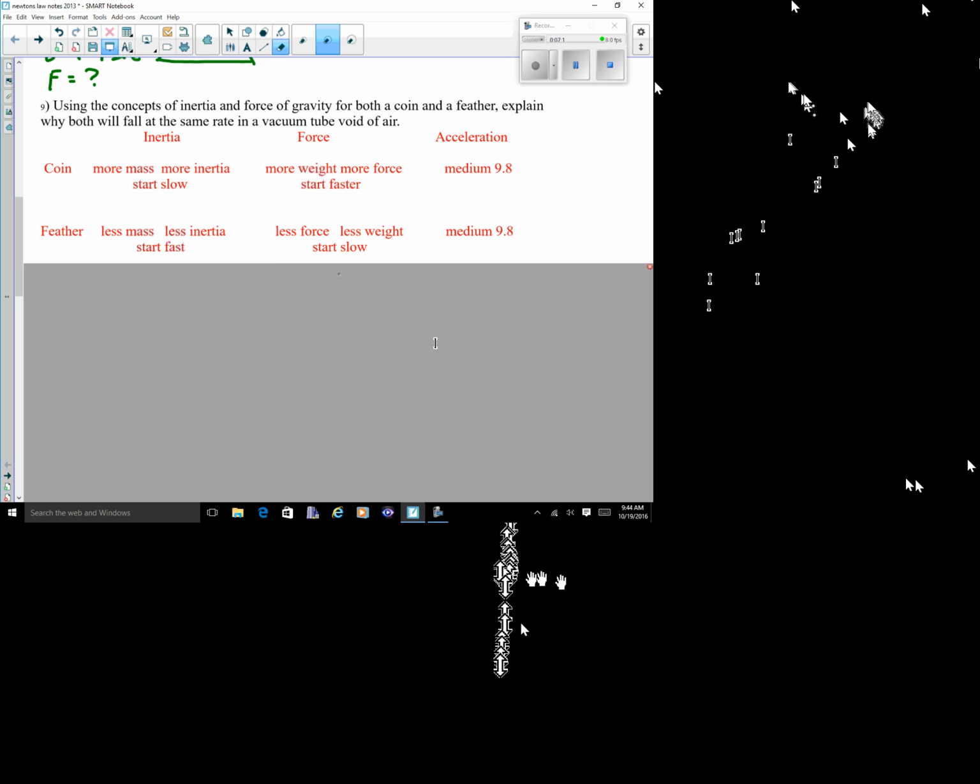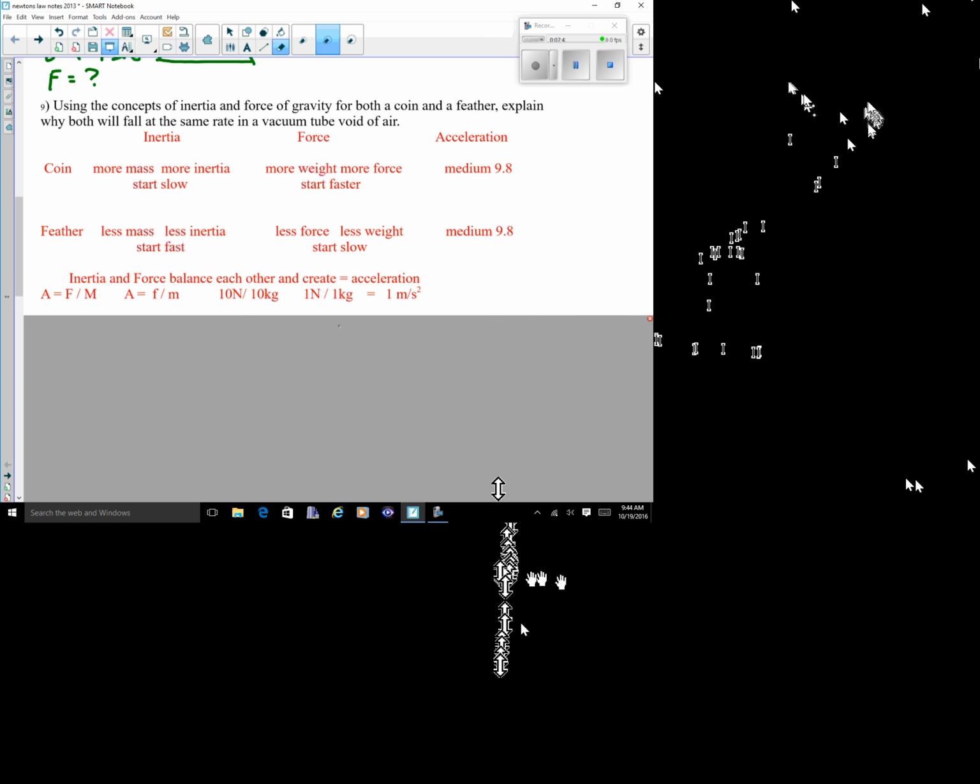I got slow over here on the inertia side, fast over here on the force side. Slow plus fast equals sort of medium of 9.8. But the feather wants to start fast because of its less inertia, but it wants to start slow because it has less weight. So fast plus slow equals a medium of 9.8. So everything falls at 9.8 meters per second squared. Sort of explain that: inertia and force balance each other out, and they create an equal acceleration.